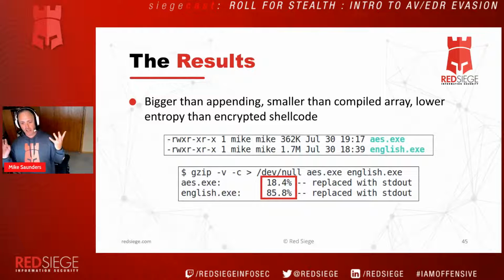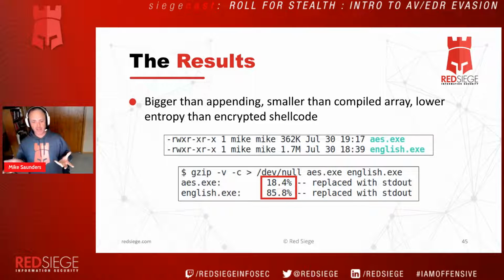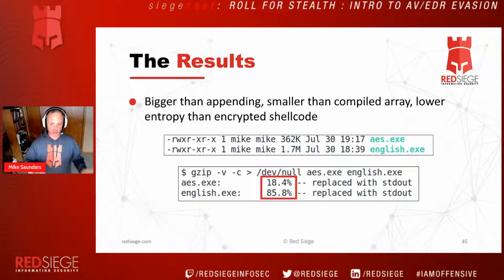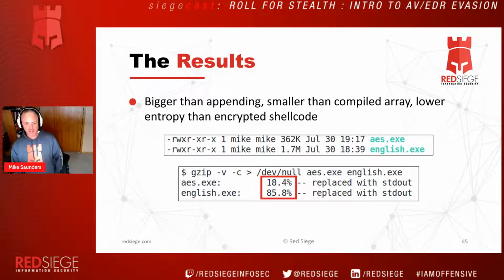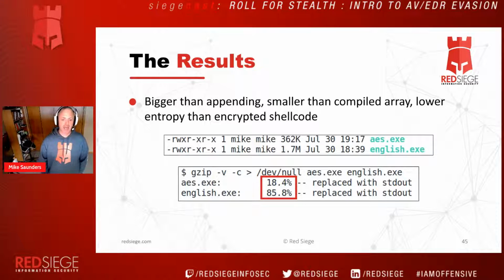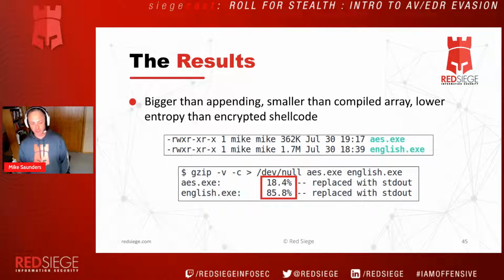And it has some trade-offs. It's much larger than my shellcode loader that is, you can see here, it's 1.7 megs, but I'm able to compress it by 85.8%. So that means it's got relatively low entropy because it does not contain raw shellcode bytes.